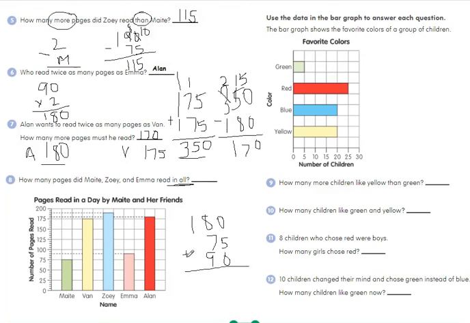So now I have to add all these. So 5. 8 plus 7 is 15. 15 plus 9 is 24. So we have 345 pages.